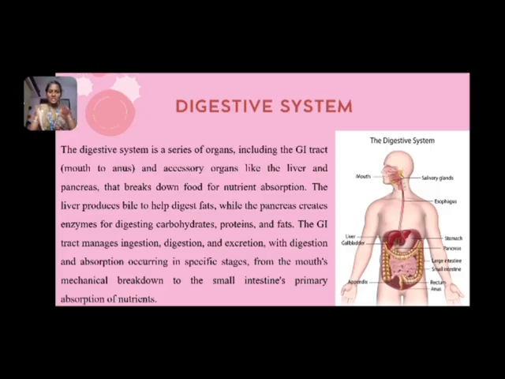So the GI tract manages ingestion, digestion and excretion, with the digestion and absorption occurring in specific stages from the mouth, mechanical breakdown, to the small intestines.